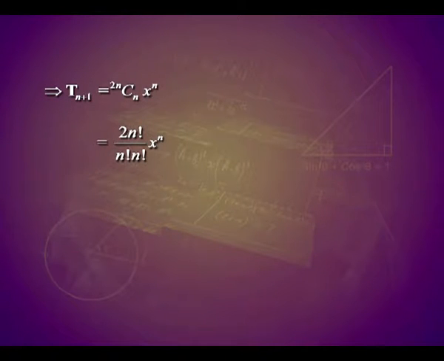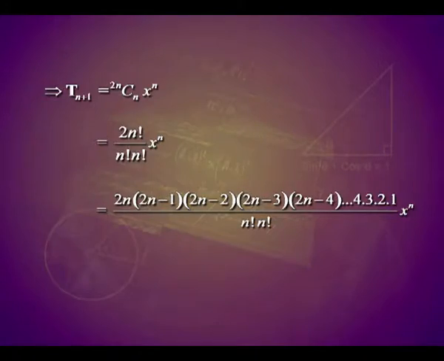Since I need to simplify, expand, and rewrite this, what I can do is expand 2n factorial. Now, 2n factorial on expansion will become something like 2n times 2n minus 1 times 2n minus 2, going right up to 4 into 3 into 2 into 1.